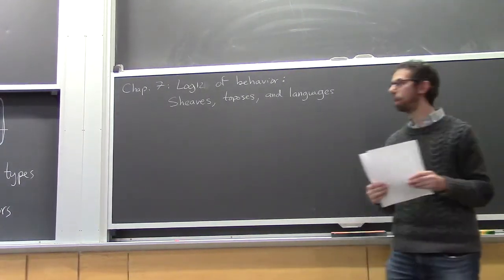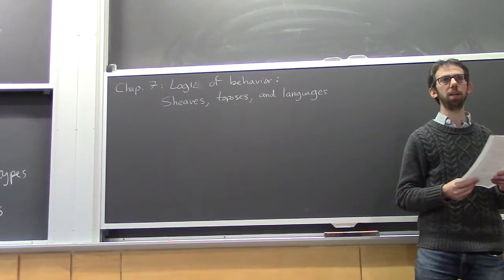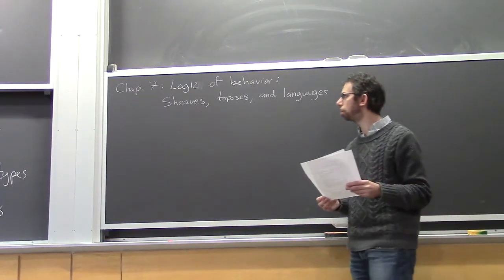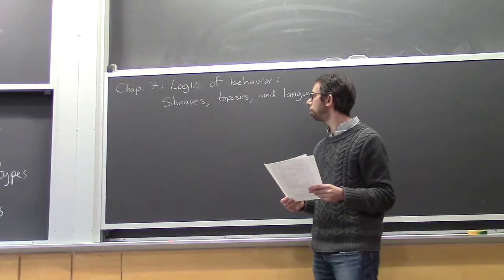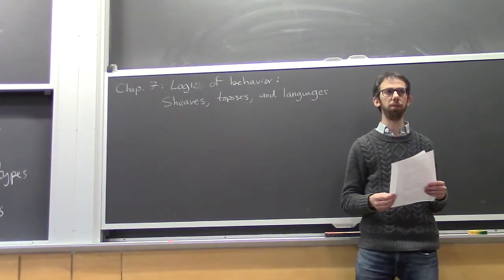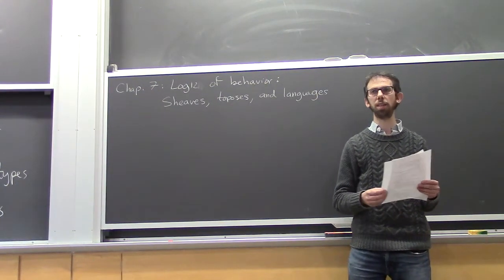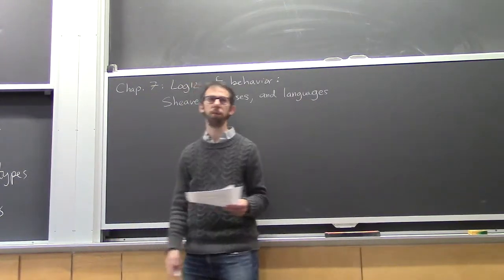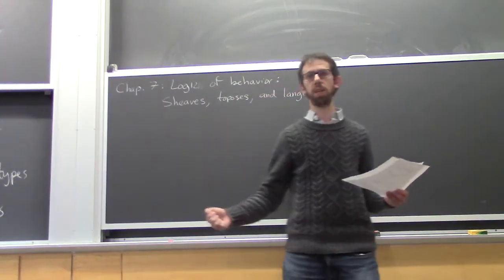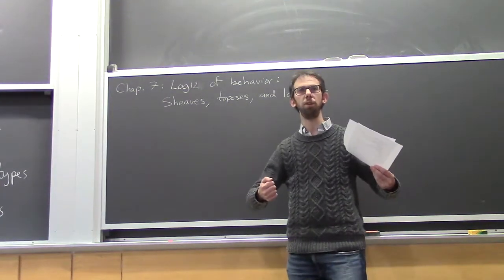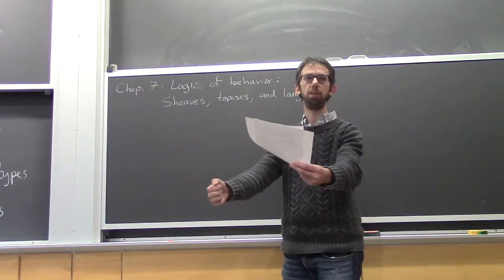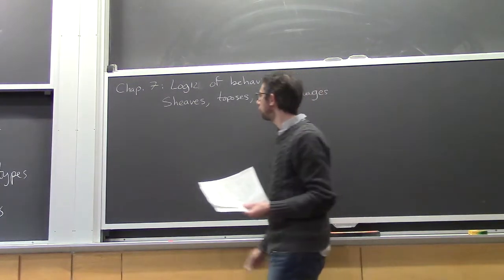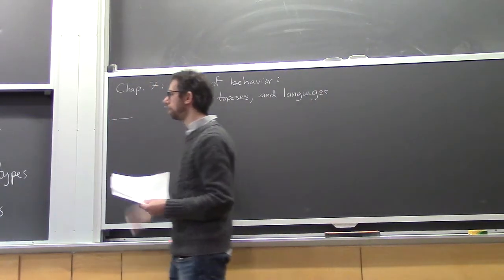And so whenever I talk about a type in this topos, instead of a type like the natural numbers or the booleans, the types in this topos will be behavior types. So any object in this category, a topos is a kind of category, will be a type of behavior. And any morphism in this category will be a way of taking types of behavior type A and turning them into types of behavior type B. So that's what this class is about.